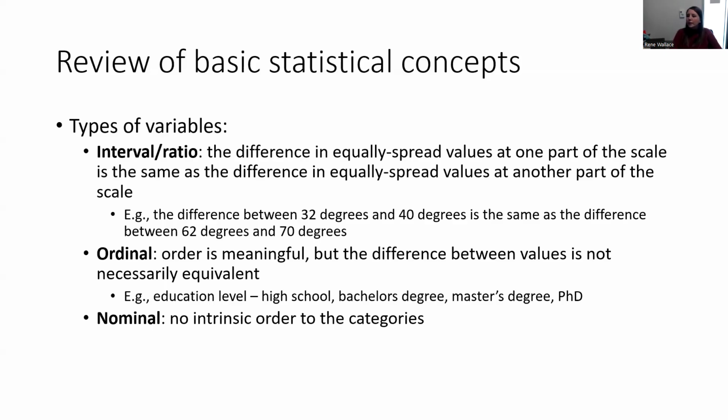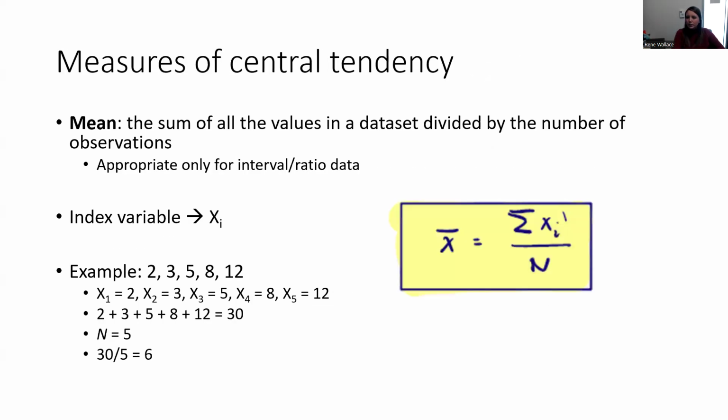And then nominal means there's no order to the categories, right? They're like word categories, right? Brown eyes, blue eyes, green eyes, hazel eyes. There's no order to that, right? Brown eyes aren't better than green eyes, and green eyes aren't better than hazel eyes. And so there's no order to it, but they are differences in categories.